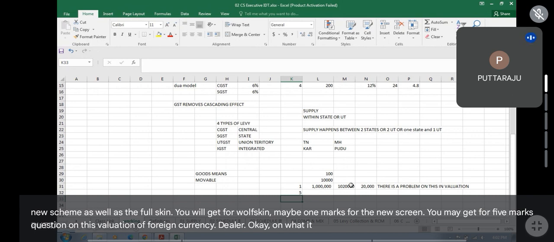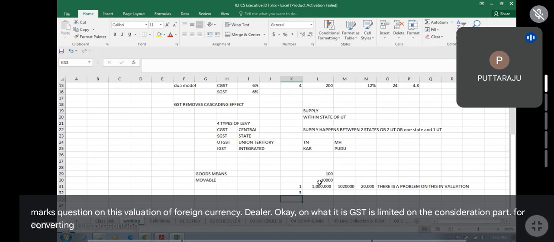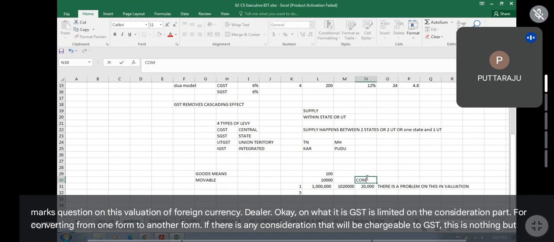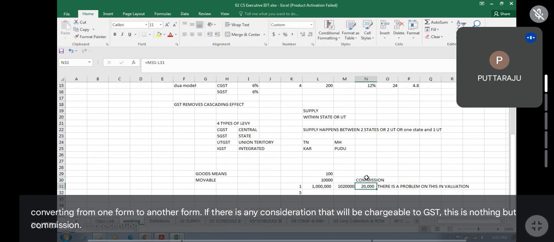On what is GST levied? On the consideration part. For converting from one form to another form, if there is any consideration, that will be chargeable to GST. This is nothing but commission. Understood?